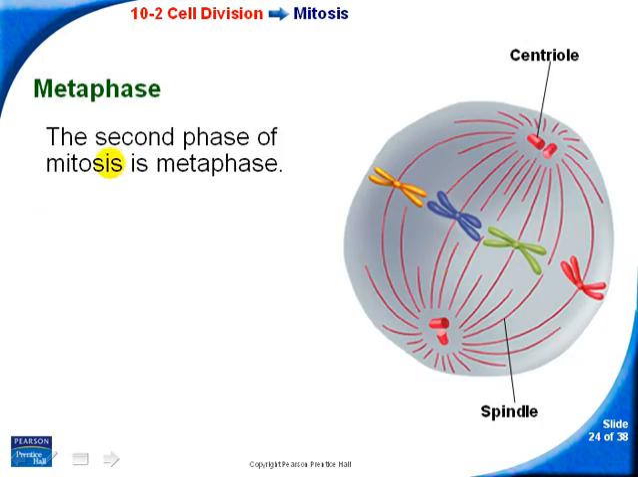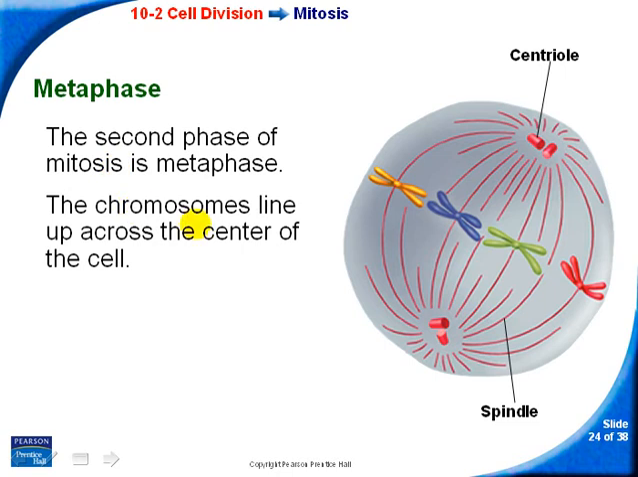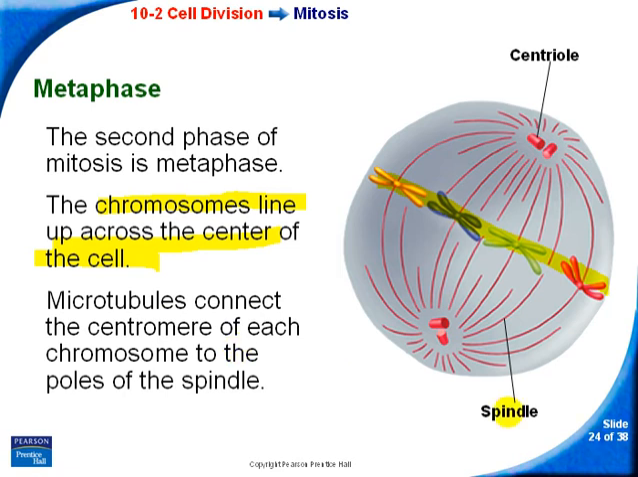During the second phase of mitosis is metaphase. And in this, it's pretty simple. The chromosomes line up across the center of the cell. And here you can see they're all lined up across the center of the cell. Microtubules connect the centromere. Remember, that's the middle part that holds the chromatids together. The microtubules connect to the centromere of each of the chromosomes. And then the microtubules connect to the poles of the spindle here.